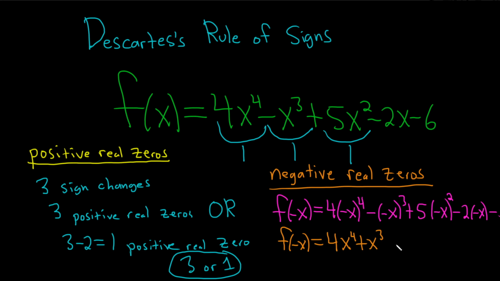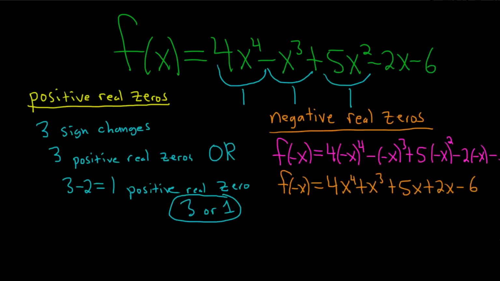Here the 2 makes it positive. So positive 5x squared. Negative and negative is positive, so positive 2x. And then we have a minus 6 at the very end. That stays negative. So now let's count the number of sign changes. So positive, positive, positive, positive, negative. We have exactly 1 sign change.